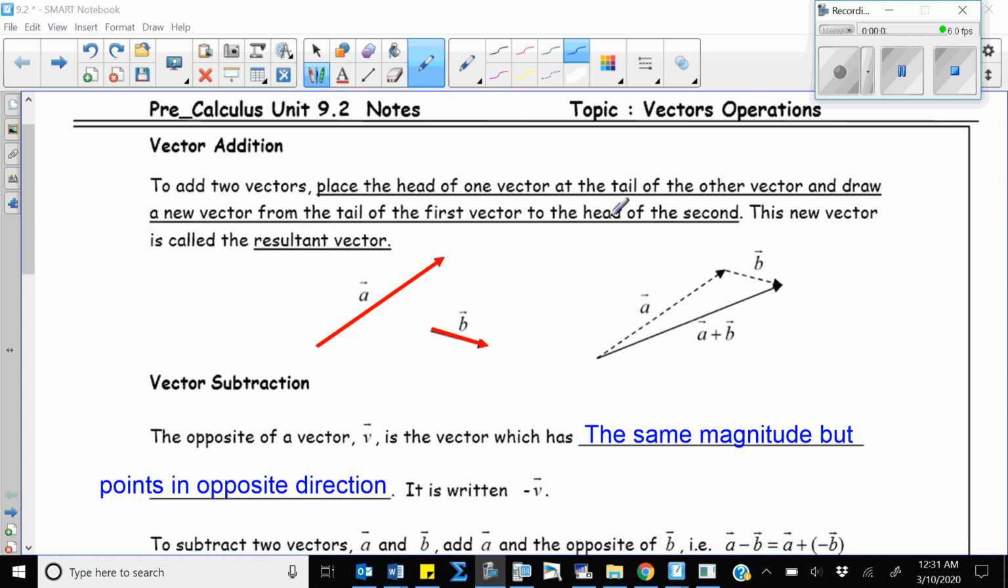Hi everyone. Today we're going to talk about vector operations. So we're going to learn how to add, subtract, and multiply two vectors. The first thing that we will learn is vector addition.